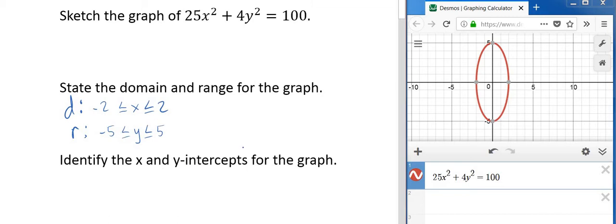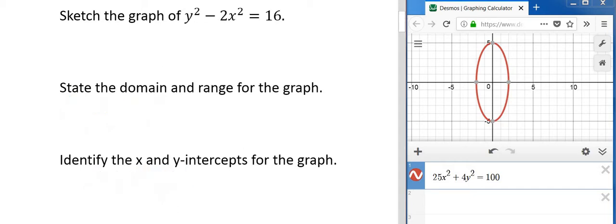How about x and y intercepts? Well, of course, x intercepts are where it crosses the x-axis. Hey, it's -2, +2. So for x intercepts, I've got (-2, 0) and (2, 0). For y intercepts, you can look over here, I've got -5 and +5. So I've got (0, 5) and (0, -5). Not too bad, right? Okay, let's go do another one.